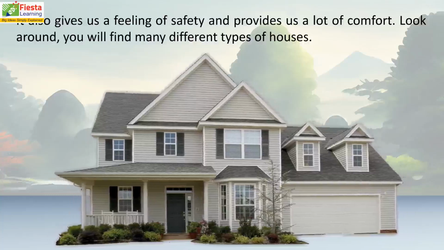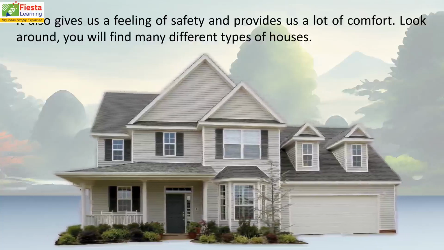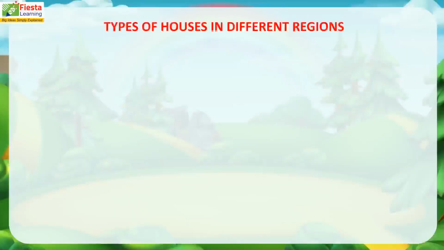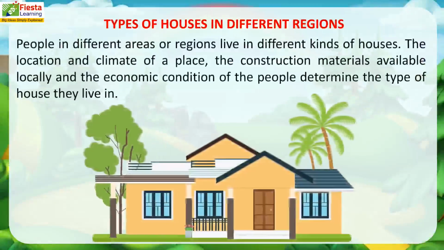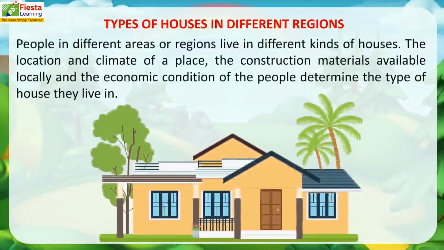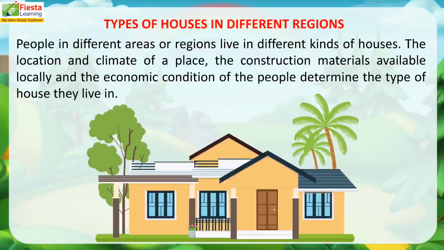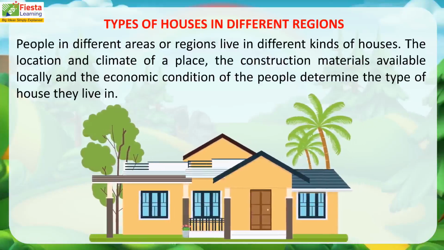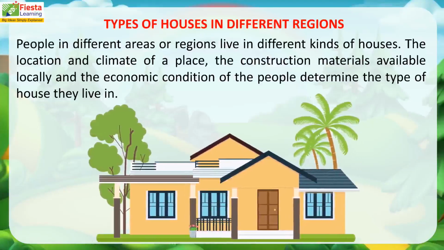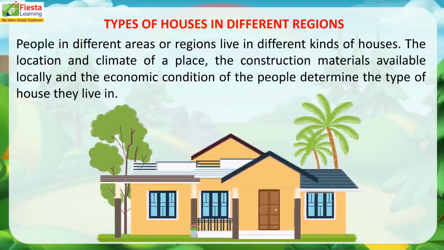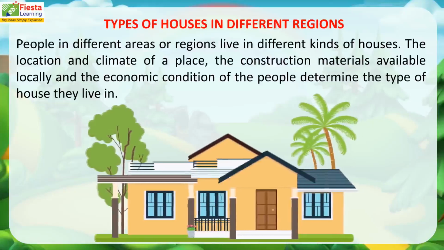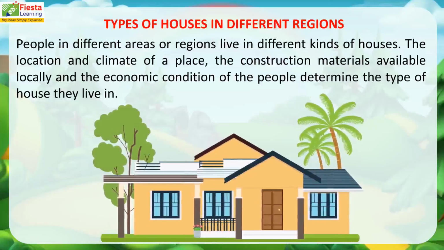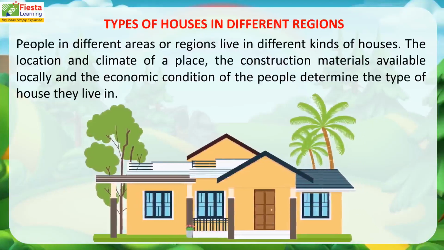Look around. You will find many different types of houses. Types of houses in different regions. People in different areas or regions live in different kinds of houses. The location and climate of a place, the construction materials available locally, and the economic condition of the people determine the type of house they live in.